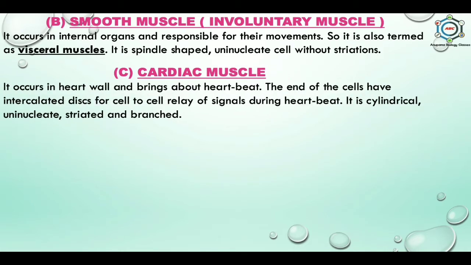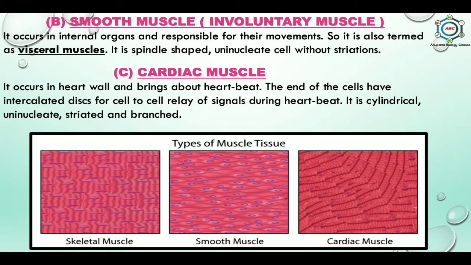Third is cardiac muscle. It occurs in the heart wall and brings about the heartbeat. The ends of the cells have intercalated discs for cell-to-cell relay of signals during the heartbeat. It is cylindrical, uninucleate, striated and branched.